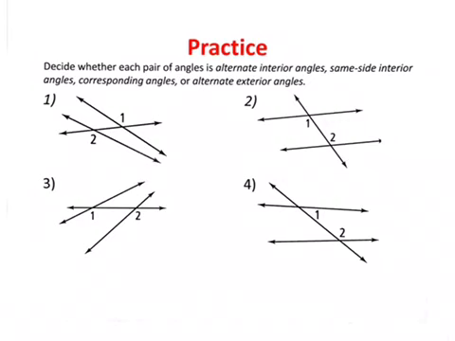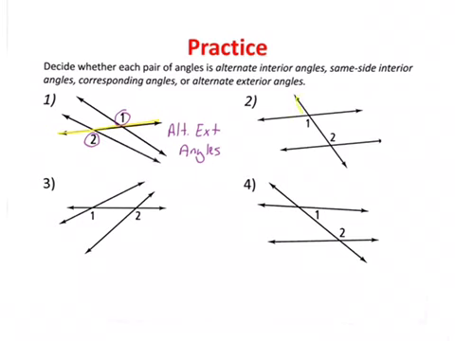Here we want to decide whether each pair of angles is alternate interior, same side interior, corresponding, or alternate exterior angles. So looking at the first one here, this line represents my transversal. My 2 angles are on the outside, so I'm automatically dealing with exterior, and they're on opposite sides. So for 1, we're dealing with alternate exterior angles.